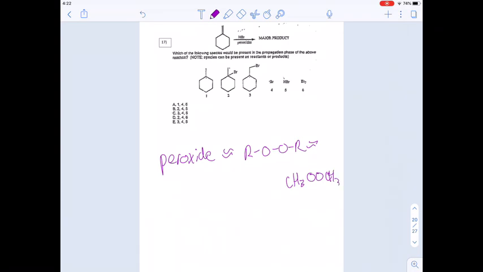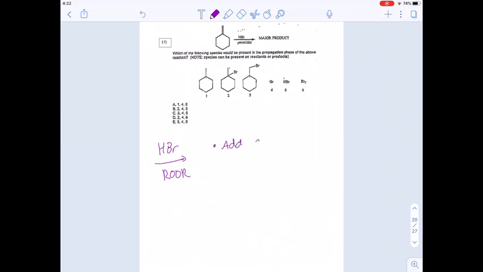So a peroxide is the same thing as saying ROR, which is the same thing as saying CH3, OO, CH3, or if these were ethyls or so on. Those are all different types of peroxide. Basically, it's just two oxygens bonded to carbon chains.